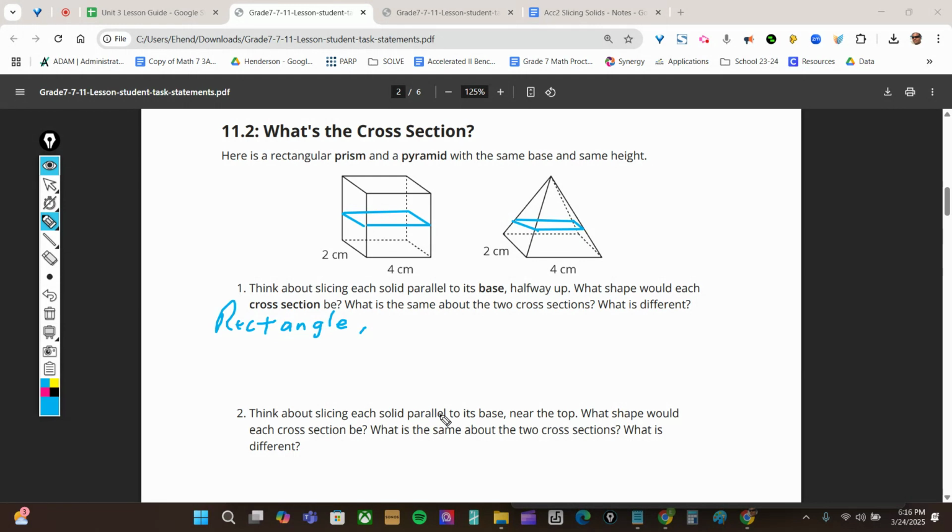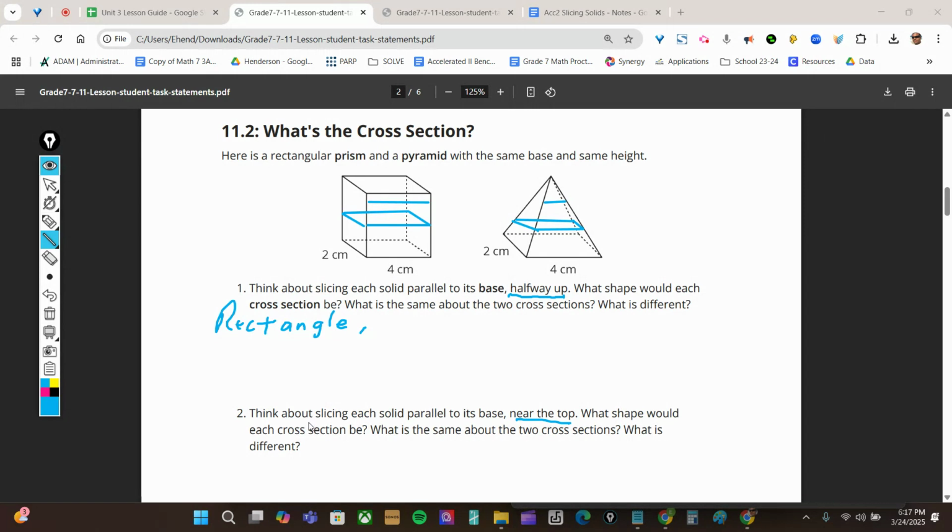Think about slicing each solid parallel to its base near the top. What would each cross section be? Oh, think about halfway up. This is halfway up, and this is near the top. So if you took it a little bit higher here, imagine you did this one here and you did this one here. Well, again, they would both be rectangles, but they would be different sizes.